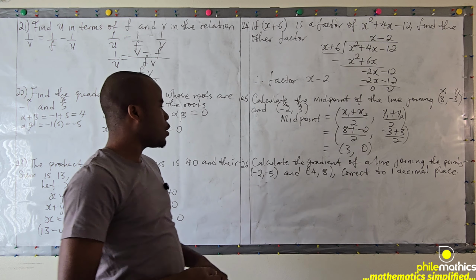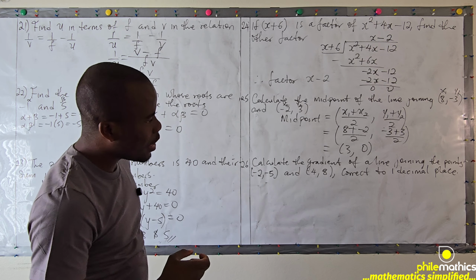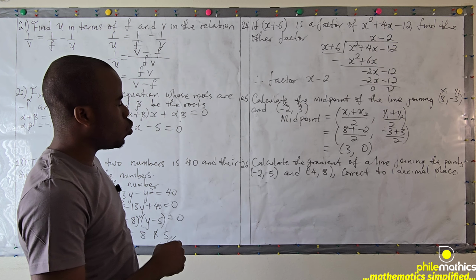So that's the midpoint. Question 26 says calculate the gradient of a line joining the points (-2, -5) and (4, 8), correct to one decimal place. The formula for gradient is simply y2 minus y1 over x2 minus x1. This is our x2, y2, this is our x1, y1. So y2 minus y1 is 8 minus minus 5, over x2 minus x1, which is 4 minus minus 2.